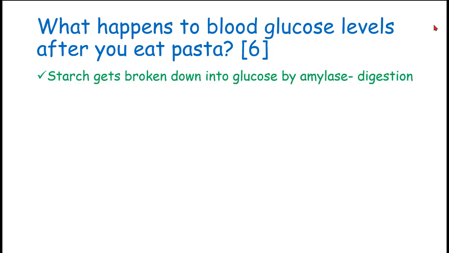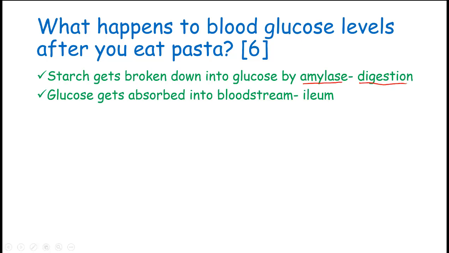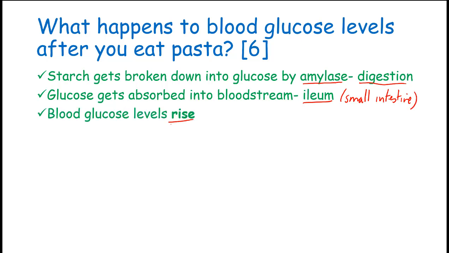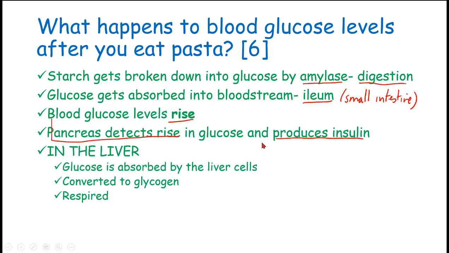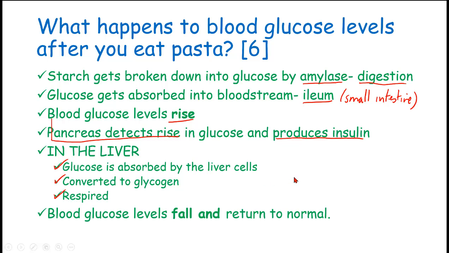So starch gets broken down into glucose by amylase. That's digestion. The glucose gets absorbed in the bloodstream, in the ileum, which was the small intestine. The blood glucose levels rise. The pancreas detects the rise in glucose levels and produces insulin. In the liver, the glucose is absorbed by the cells, converted to glycogen and respired. And finally then, blood glucose levels fall and return to normal.